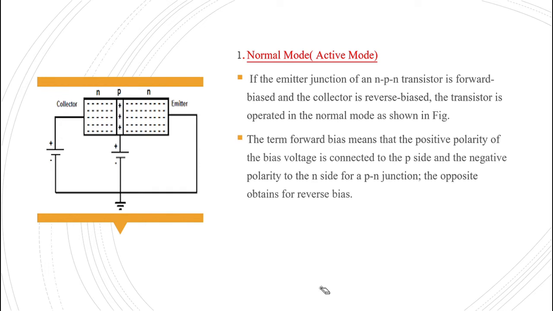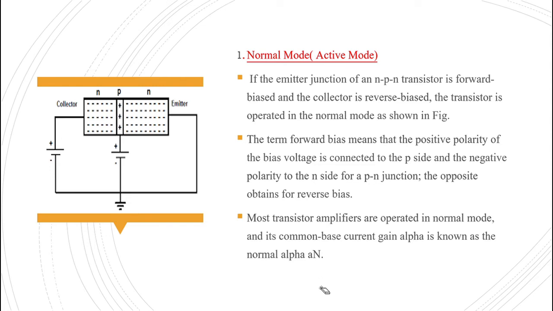The term forward bias means that the positive polarity of the bias voltage is connected to the P side and the negative polarity to the N side of a PN junction. The opposite is obtained for reverse bias. Most transistor amplifiers are operated in normal mode.